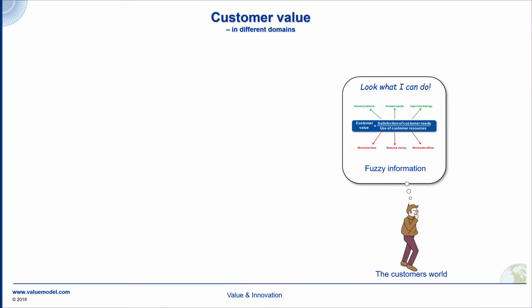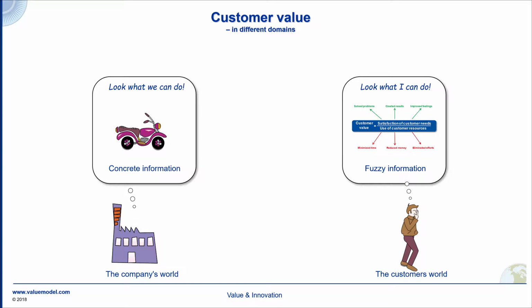Customer needs and resource concerns in the customer's domain is fuzzy, non-technical information. Product information in your company domain, on the other hand, is concrete technical information. There is a need to translate the fuzzy information into concrete information going to development and vice versa going to market.